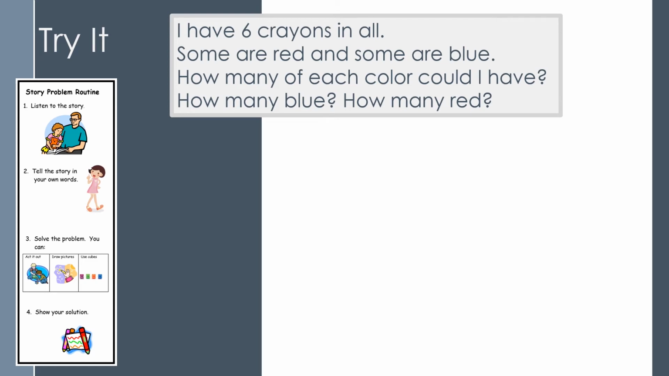The story says that I have 6 crayons in all. Some of those crayons are red and some are blue. The story then asks me how many of each color could I have? When we were acting out this story, did you pretend to have crayons in your hand? Could you have had more red crayons than blue crayons? Could you have had the same number of red and blue crayons? What combinations of red and blue crayons could you have?